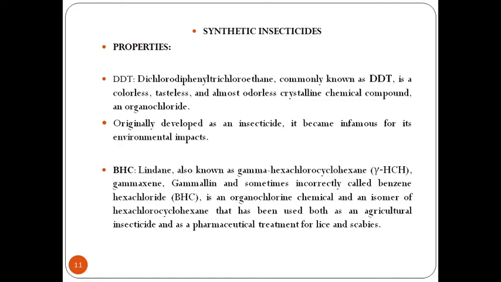The second component that we want to synthesize would be BHC. Now this is also called lindane, or gamma hexachlorocyclohexane, which is also called gammexane. It is actually incorrectly said to be benzene hexachloride, but it is also an organochlorine chemical. It is an isomer of hexachlorocyclohexane that has been used both as an agricultural insecticide and pharmaceutical treatment for lice and scabies.